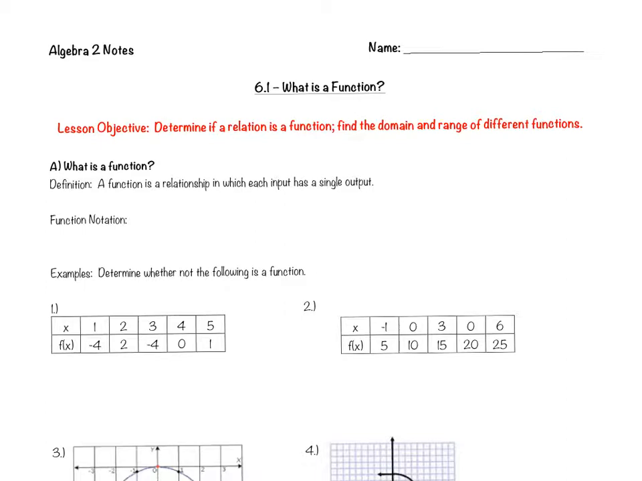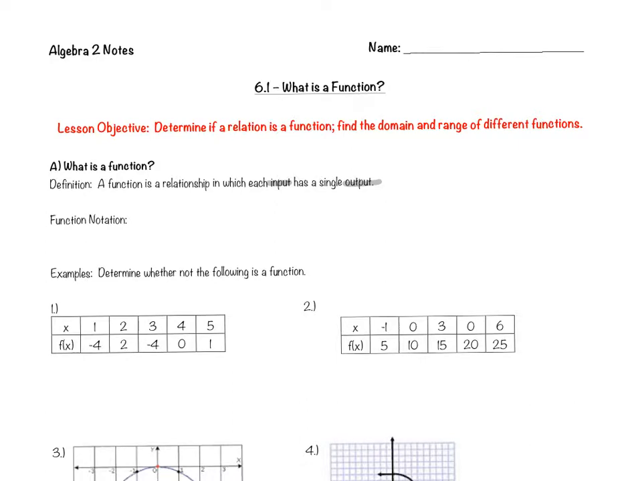By definition, a function is a relationship in which each input has a single output. So for every input, there can only be one specific output. Otherwise, it's not a function.